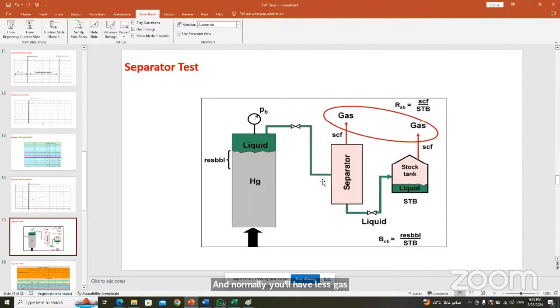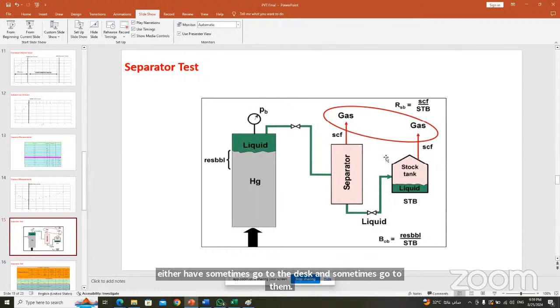Now we will have another separator that's not very efficient, so some of the oil components just vaporize and go into the gas phase. This means that you will have a smaller oil volume, larger gas volume, and also you have a heavier oil, because the lighter components in the oil just moved to the gas. So basically, the intermediate components can sometimes go to the gas, can sometimes go to the oil, depending on the separation efficiency.